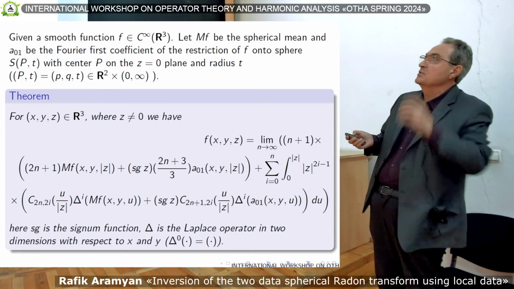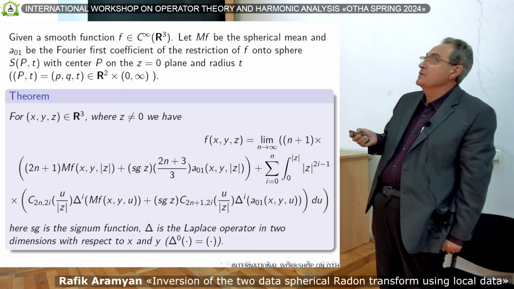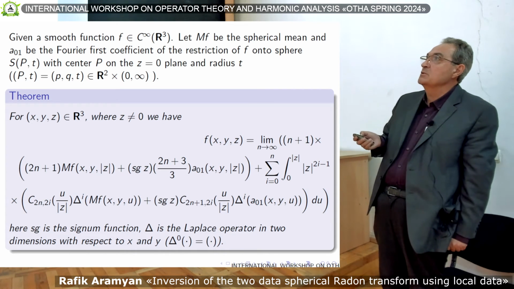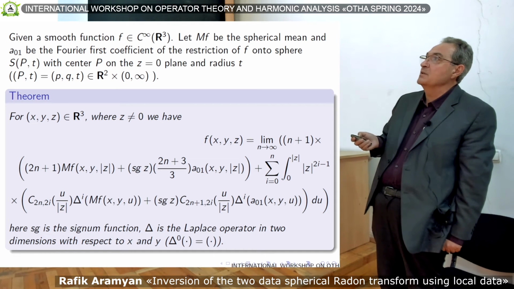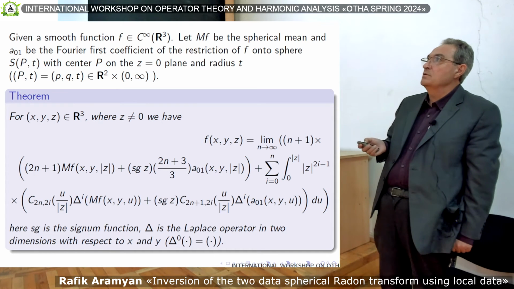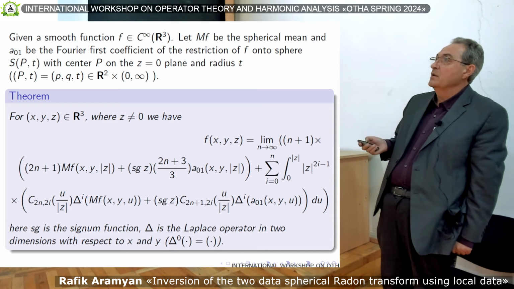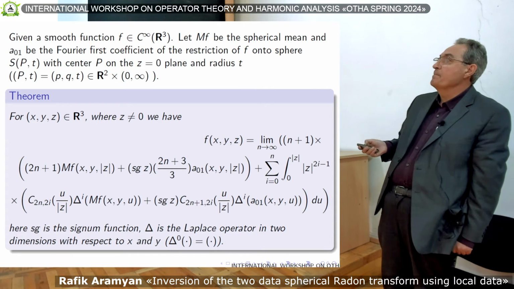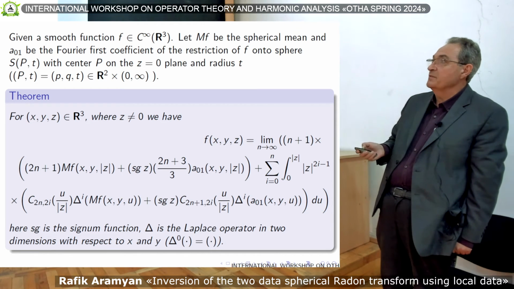For a given smooth function f, let M f be the spherical mean and a01 be the Fourier first coefficient of the restriction of f onto the sphere S(p,t). Then we have the following theorem, this is the inversion formula: f(x,y,z) is the sum of the integral of this function.